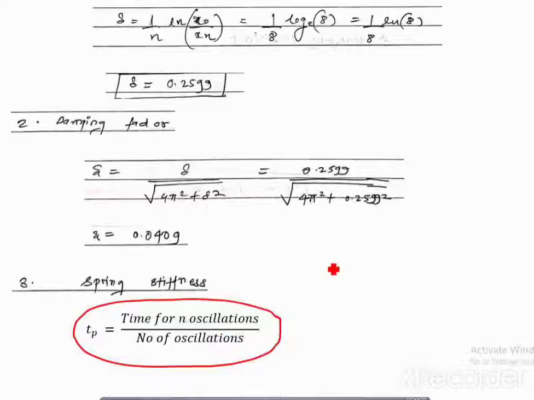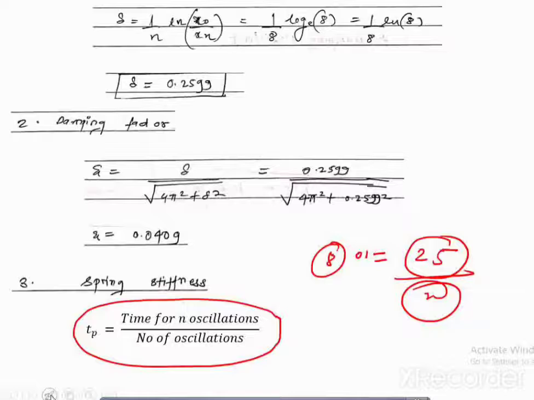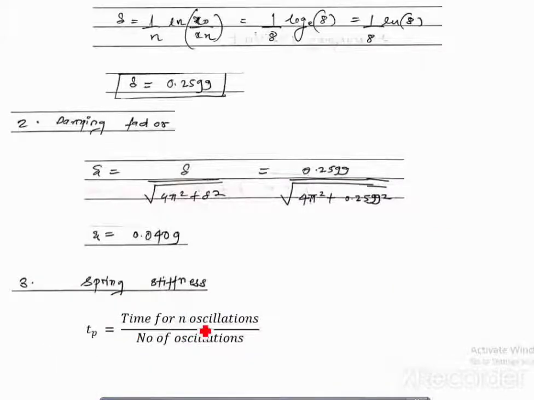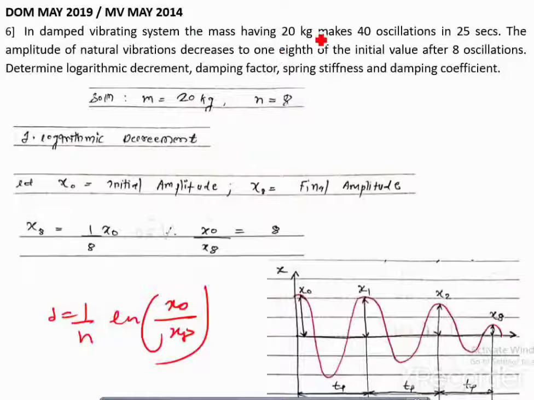For example, let us say there are 8 cycles or 8 oscillations, and for 8 oscillations the required time is, let us say, 25. So Tp is equal to the time for n oscillations. Now what is the time for n oscillations? You can see, I will move back here. You can see here the mass having 20 kg makes 40 oscillations in 25 seconds.